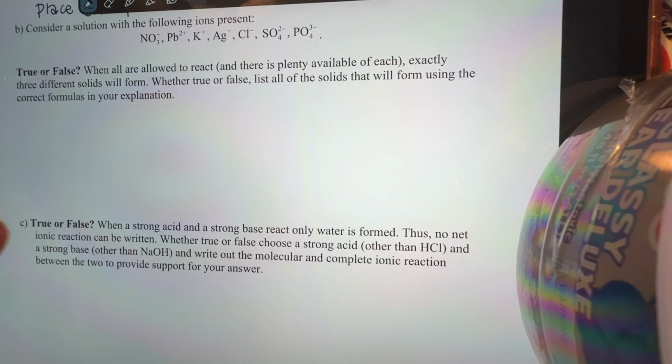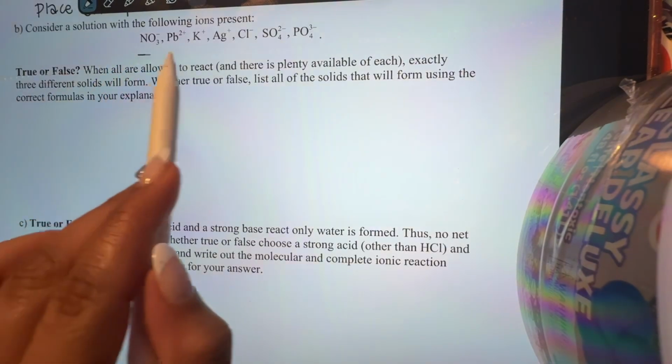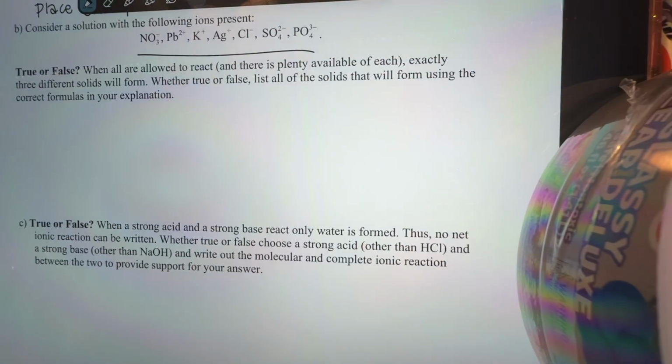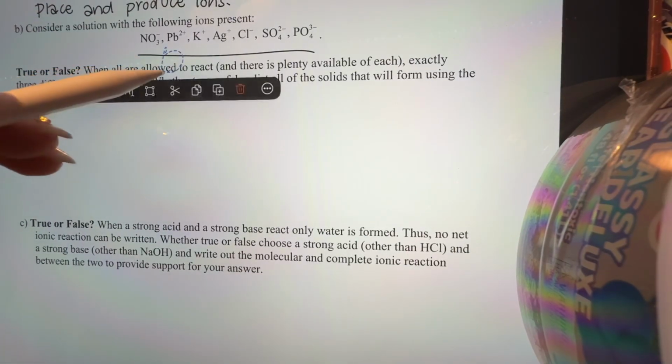Let's keep going to 1B. Consider the solution with these following ions. True or false: when all are allowed to react, exactly 3 different solids will form, and they want us to list out all the solids that will form using the correct formulas. Okay, so first, let me just delete that real quick.